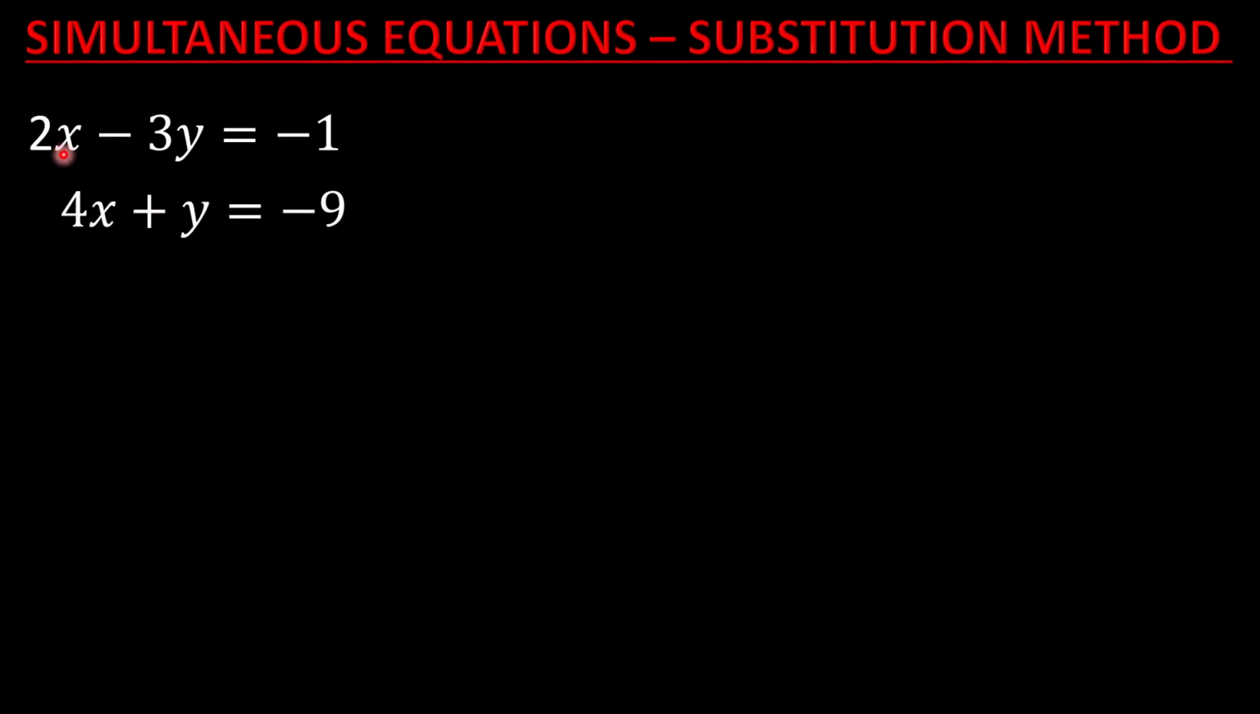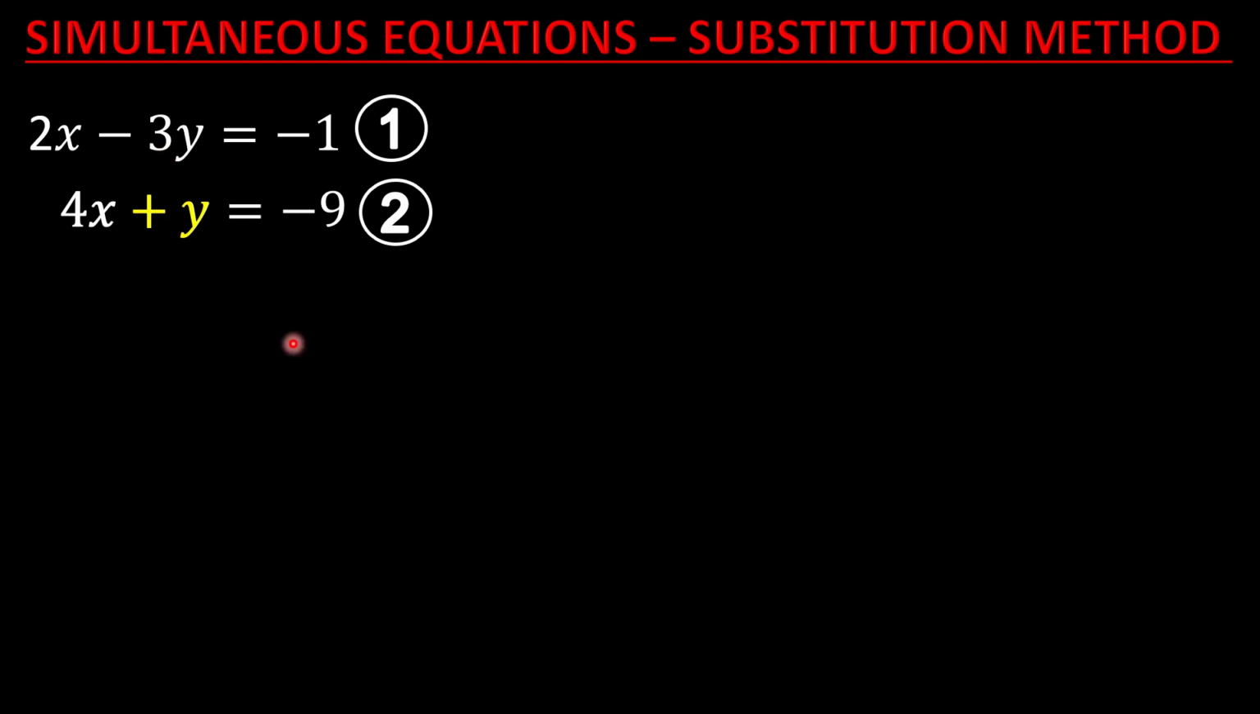So we have another two equations, 2x take away 3y equals negative 1, and 4x plus y equals negative 9. Now, we see the two equations 1 and 2. We see that we have a y in the second equation, a single y. Now, if we can isolate it, get it on its own, we can then do what we did before and replace it in equation 1.